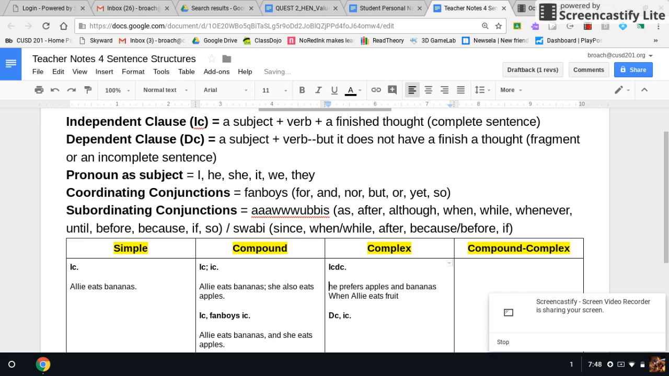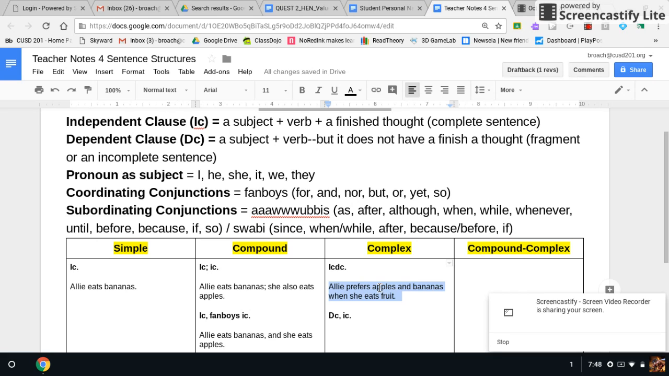Now notice the word she doesn't make much sense here. I should switch she and Allie around and lowercase my w for when. So now I'm going to say Allie prefers apples and bananas when she eats fruit, period. Okay. That's your IC DC sentence structure. Allie prefers apples and bananas. You could put a period there, right? It's a complete sentence, but you want to say when she eats fruit. So there's your subordination.